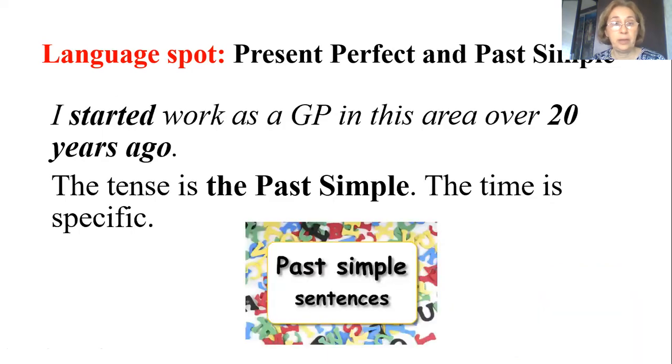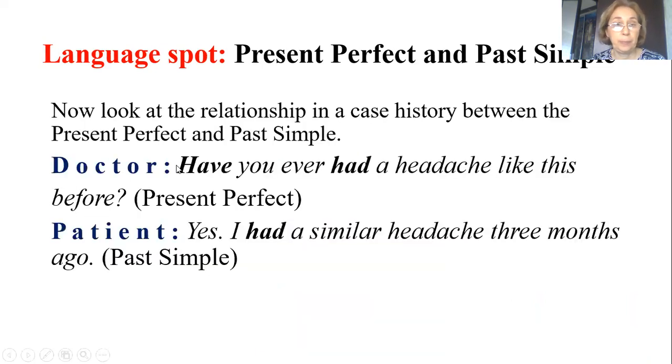And the next example here: I started work as a GP in this area over 20 years ago. The time is given here, 20 years ago. We know exactly when she began working as a GP. That is why we use the past simple tense.